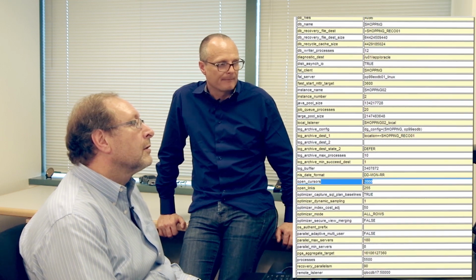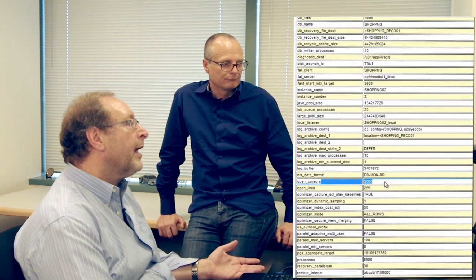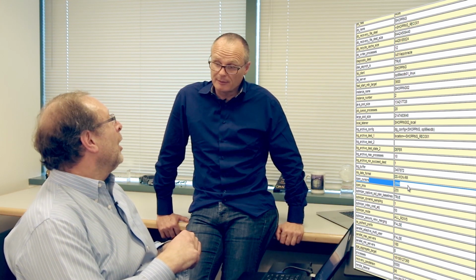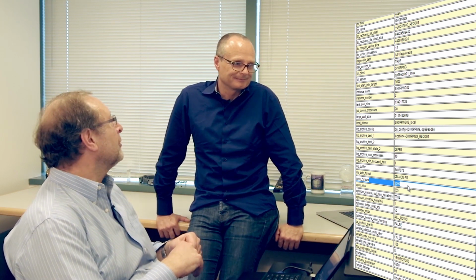So maybe if we actually look at the bottom for the initialization parameter settings, let's have a look for open_cursors and see what that's set at. Right, so open_cursors here is 2000. Open_cursors is often misunderstood and people think that it's a database-wide limit. It's actually a per session limit. So this is saying that an individual session running against the database can concurrently have 2,000 cursors open and returning data or inserting. You've got to be pretty smart to be able to remember the state of all 2,000 cursors to do that.